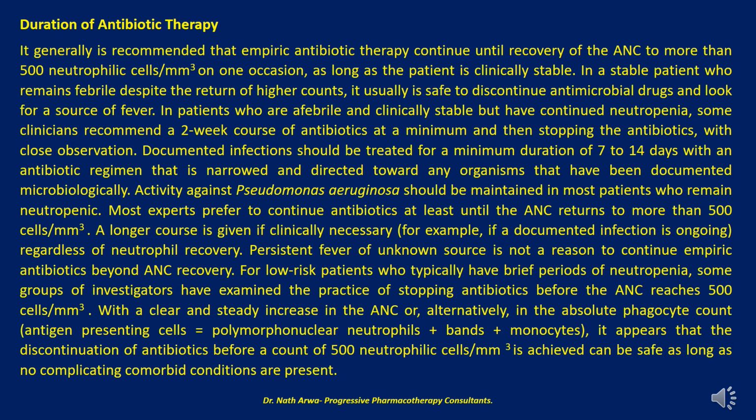For low-risk patients who typically have brief periods of neutropenia, some groups of investigators have examined the practice of stopping antibiotics before the absolute neutrophil count reaches 500 cells per millimeter cubed. With a clear and steady increase in the absolute neutrophil count or, alternatively, in the absolute phagocyte count, which is equal to polymorphonuclear neutrophils plus bands plus monocytes, it appears that the discontinuation of antibiotics before a count of 500 neutrophilic cells per millimeter cubed is achieved can be safe as long as no complicating comorbid conditions are present.